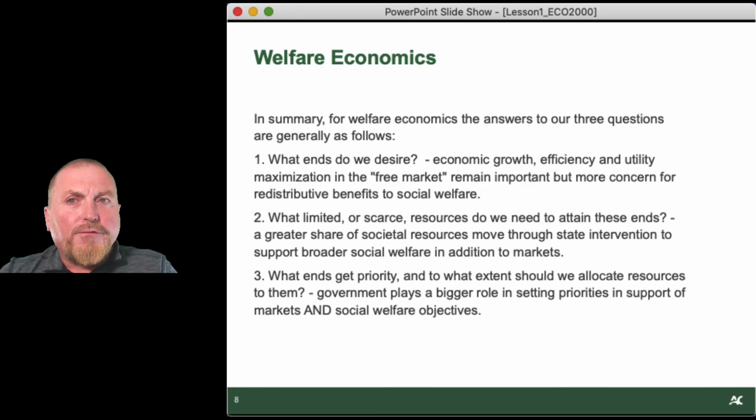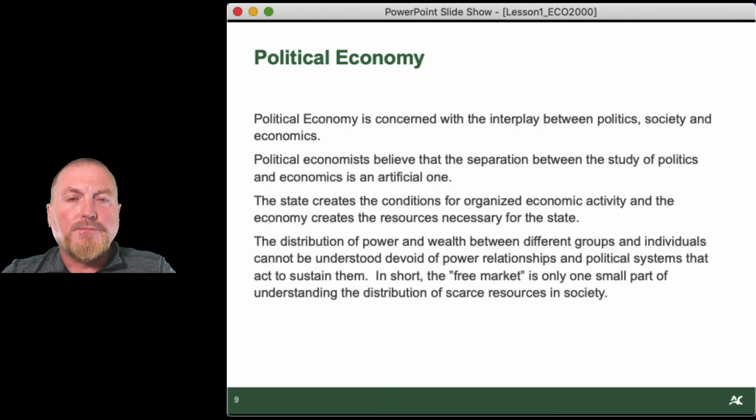Okay? In summary, for welfare economics, the answers to our three questions are generally as follows. What ends do we desire? Economic growth, efficiency, and utility maximization in the free market remain important, but more concern for redistributive benefits to social welfare. What limited or scarce resources do we need to attain these ends? A greater share of societal resources move through state intervention to support broader social welfare in addition to markets. What ends get priority, and to what extent should we allocate resources to them? Government plays a bigger role in setting priorities in support of markets and social welfare objectives.